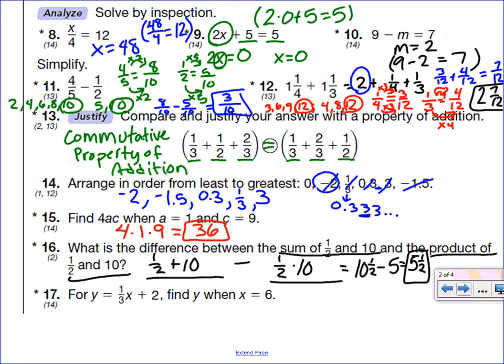For y equals 1/3 x plus 2, find y when x is 6. That means plug it in. So y equals 1/3 of 6 plus 2. Well, 1/3 of 6 means 6 divided by 3, so that's 2. Plus 2 is 4. So y is 4.